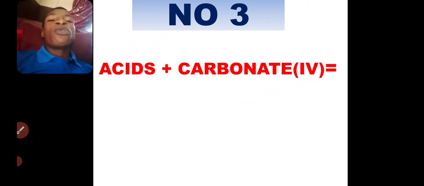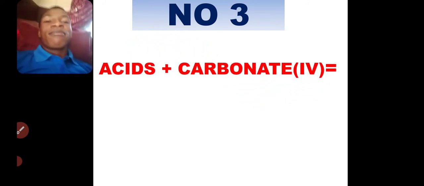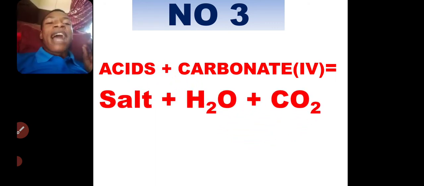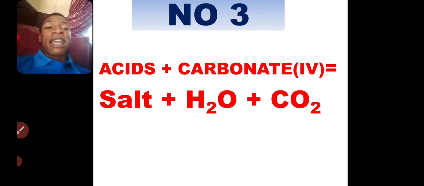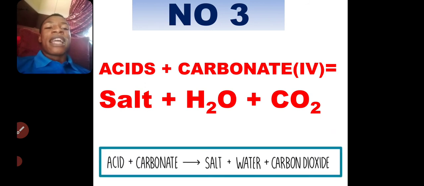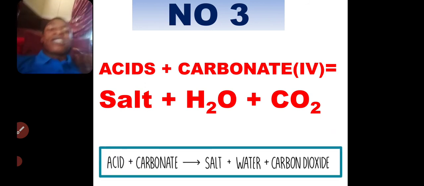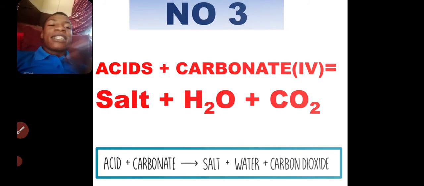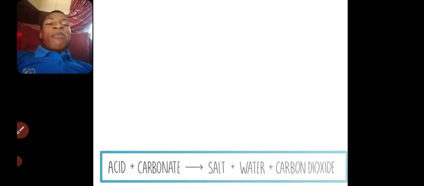property of an acid. Chemical property of an acid. You are meant to note all these 5 and be able to use them very well. Acid plus carbonate will give you salt plus water plus carbon dioxide. I'm going to explain to you why it is like that. Acid plus carbonate is salt, water, carbon dioxide. Carbon dioxide is an old name for carbon oxide. Let's see some examples in this place.